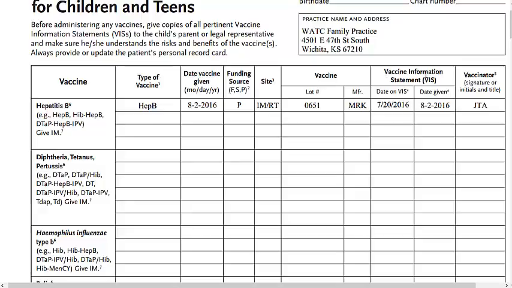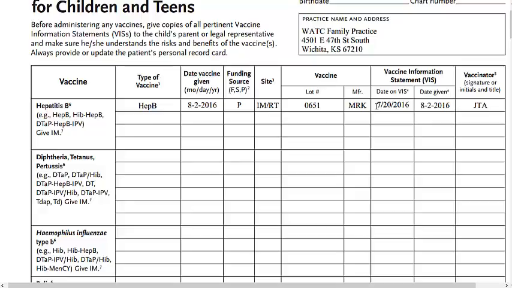The next column is information about our vaccine information sheet. You know that we are required by federal law to give a current VIS to our patients or their guardians prior to giving the vaccine. So there's two dates that we are going to document here. The first date is the publication date of the VIS.